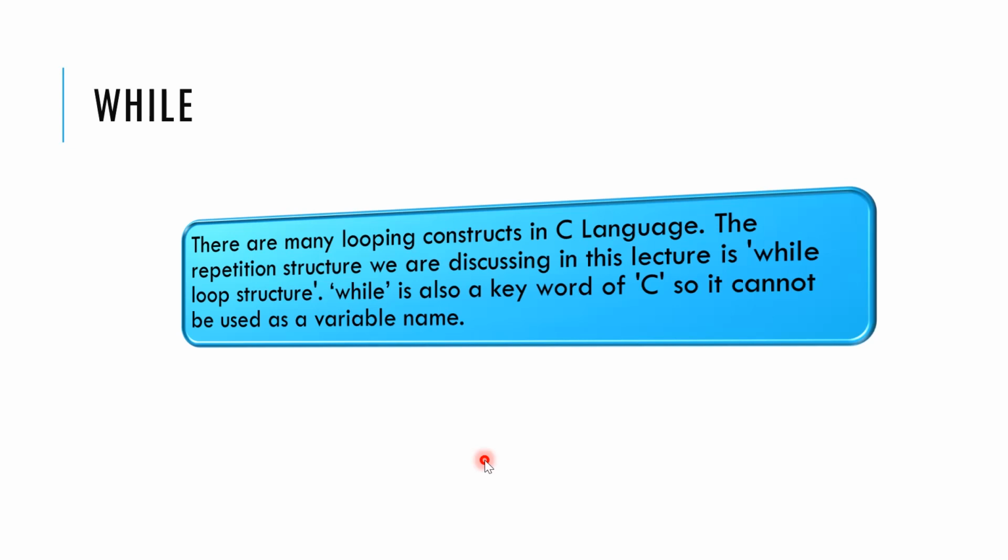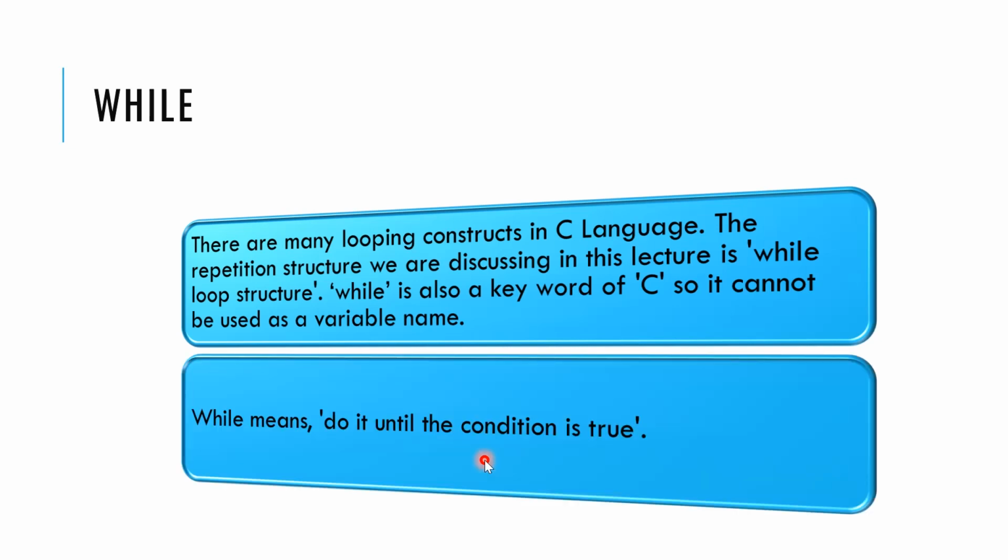Now we need to understand that there are many looping constructs in the C language. The repetition structure we are discussing in this lecture is the while loop structure, but then we'll also be talking about the do while loop, and then the for loop. So while is also a keyword of C, so it cannot be used as a variable name. Now what does while mean? While simply means do it until the condition is true.